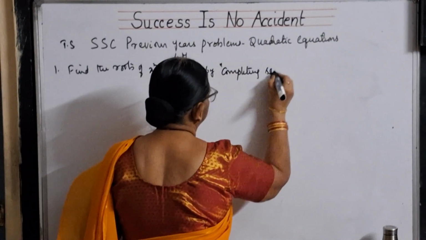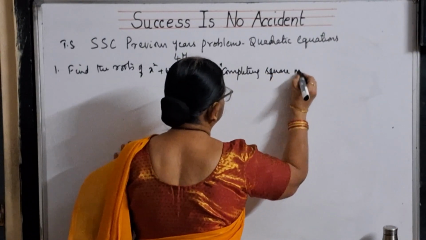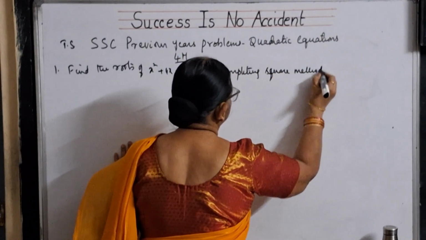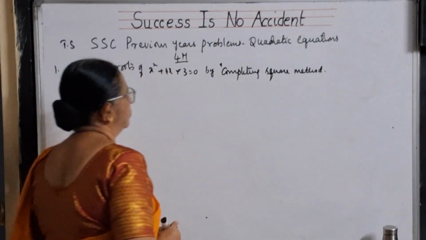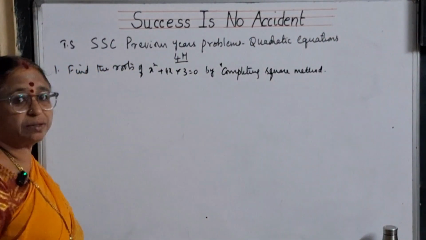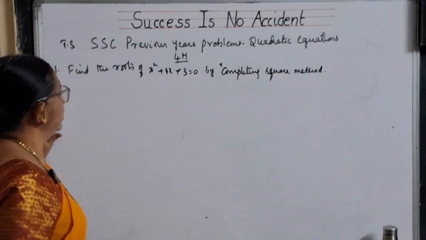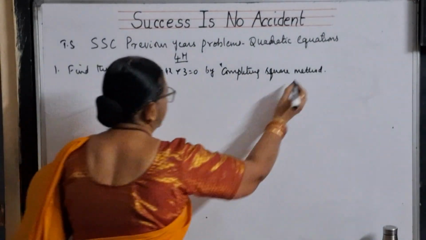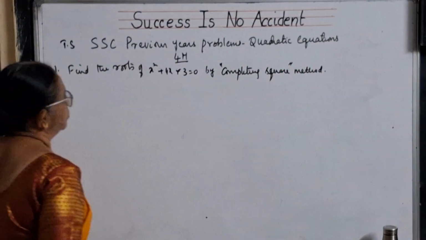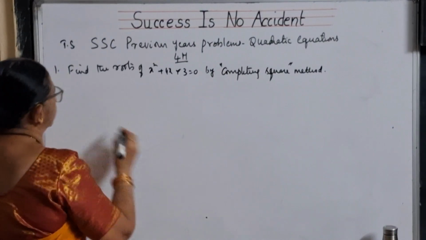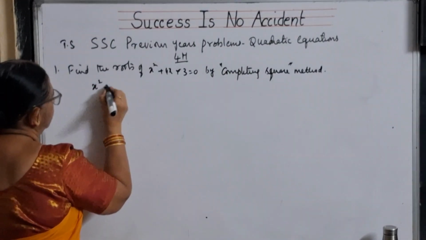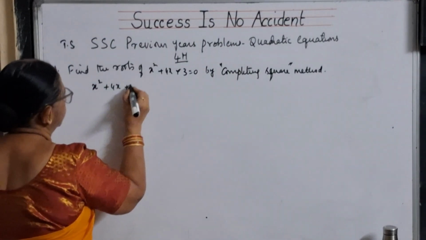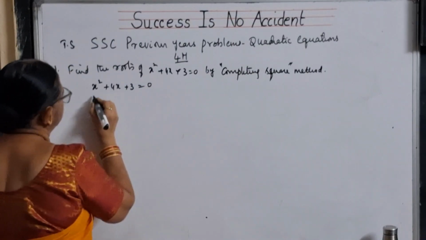By completing square method. Now, how will you do this? Completing square method in the sense you have to use the formula of either a plus b whole square or a minus b whole square. So, let us take the equation x square plus 4x plus 3 is equal to 0.